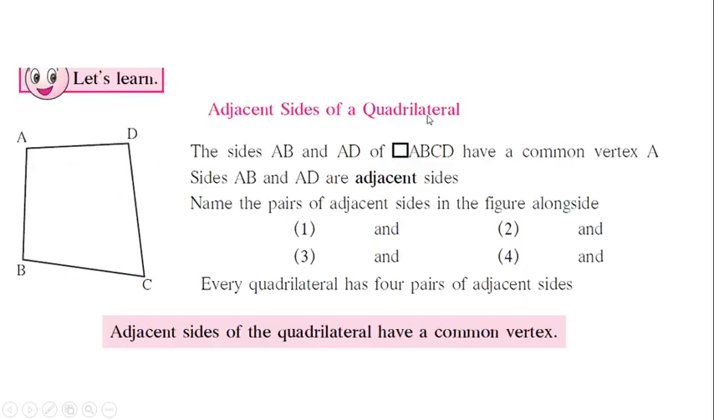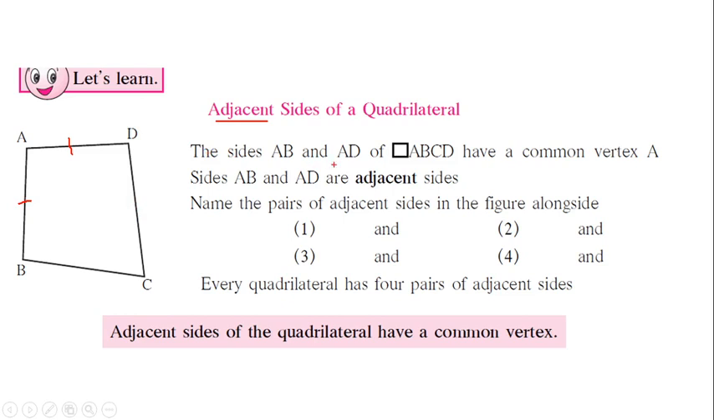adjacent sides of quadrilateral. Now we will learn some properties of quadrilateral. Adjacent sides, what does adjacent mean? Adjacent means touching sides. This is one touching side and this is a touching side. This is touching this side. This is touching this side. This is touching this side. This and this are the opposite two sides, whereas this side and this side are the opposite two sides.